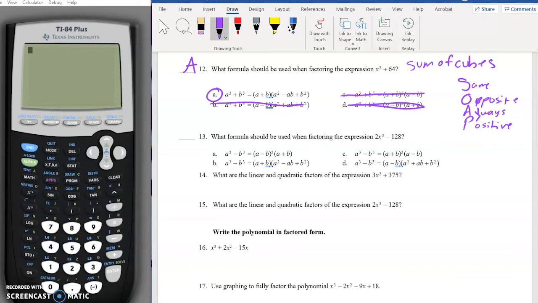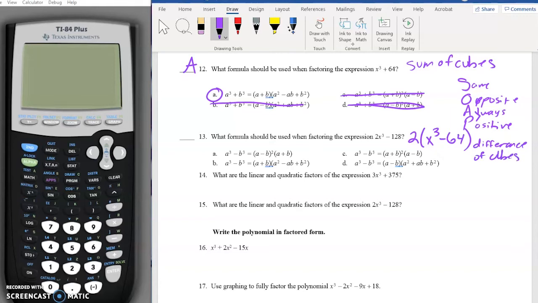Looking at 13, it is going to be the same idea. So 2x cubed minus 128. 128 is not a perfect cube, and neither is 2. But if I were to factor out a 2, I would get x cubed minus 64. And we know that those are perfect cubes. This is a difference of cubes, so difference of cubes. But it follows the same pattern.